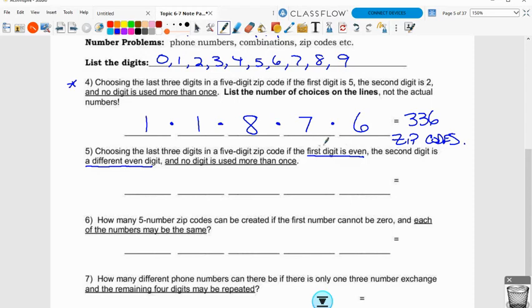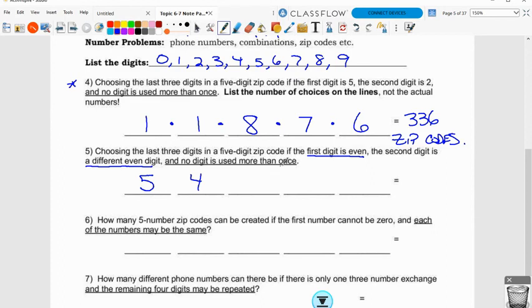They said the first digit had to be even. If you look at your list of digits up above, the even digits are 0, 2, 4, 6, and 8. That's a total of 5 choices that you have for the first digit. Now, of these 5 digits, I'm only going to use one of them, but I can't use it again. So for the second digit, where it's a different even digit, instead of having 5 choices, I'm now going to have 4 choices.